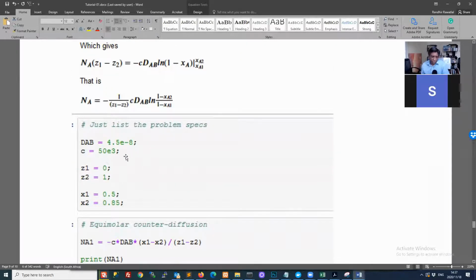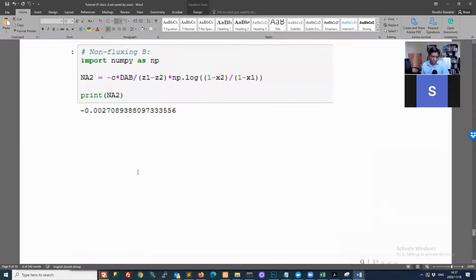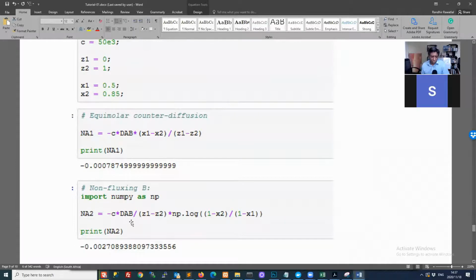You'll also find that I tend to write a bit of Python code just to stick the numbers in and see what things look like. So if you put the numbers in for this problem, you can see here, this is the molar flux in the non-fluxing B case, and here's the molar flux in the equimolar counter diffusion case. So it's not just that your mole fraction curves have different shapes. It's also that the actual molar flux is different. So your transfer rate of component A across these two systems is quite different. And the only thing that differed in those two cases was how component B was fluxing.